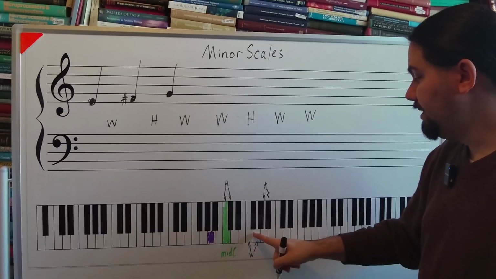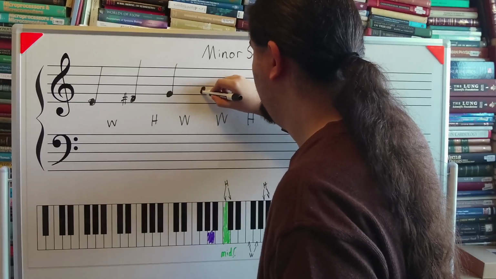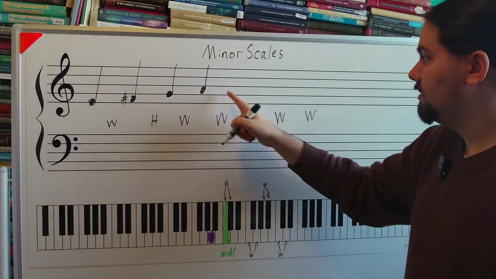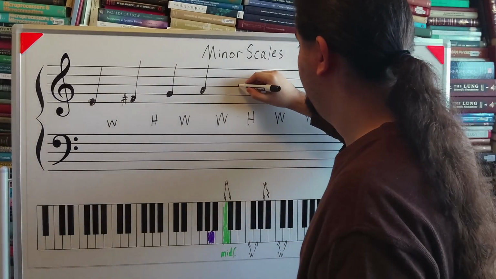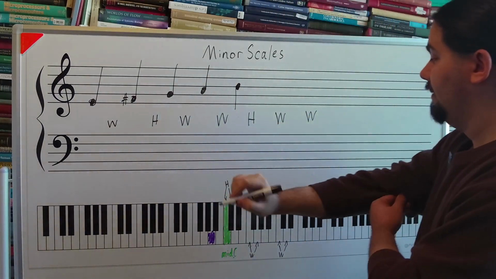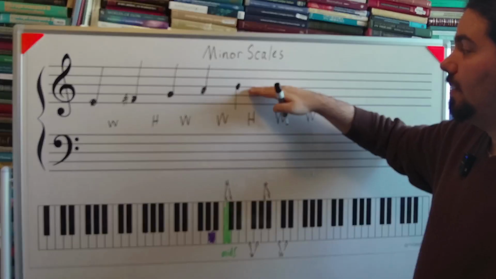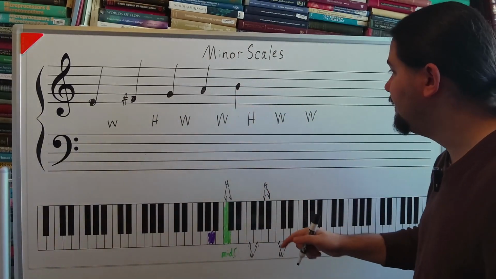Whole step up from G, A. Whole step up from A is B, with the stem going down. So if you write notes B and up, you have to write the stem down. That's just a little tidbit for you.